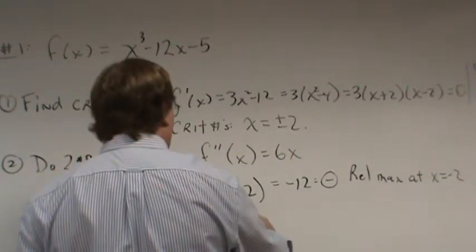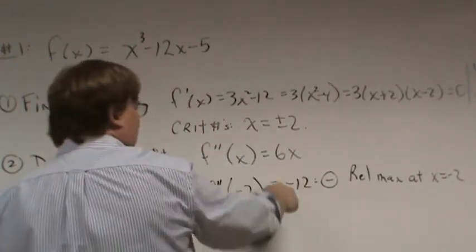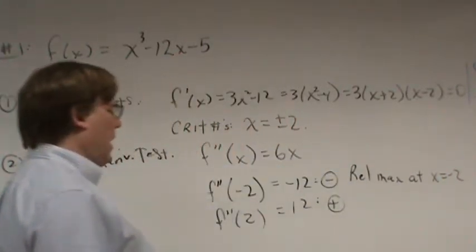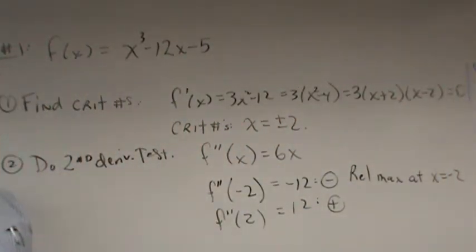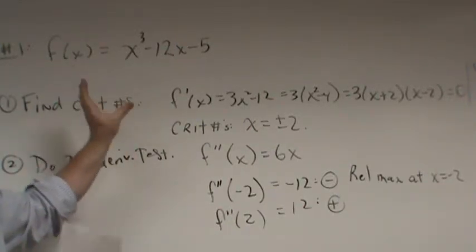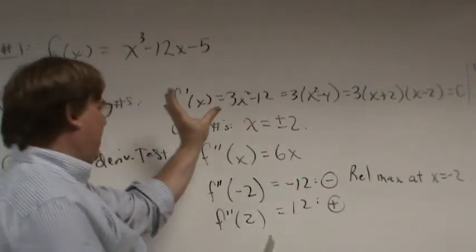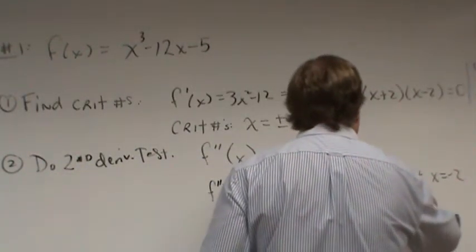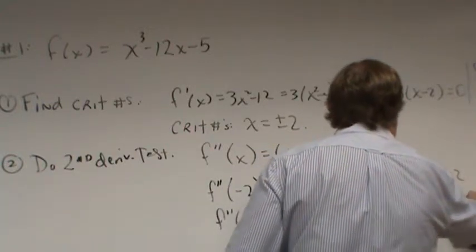Here, let's do the second derivative test on x equals 2. When I stick in a 2, I get 12. That's positive. I'm concave up at 2. So that gives me a relative min, or relative min? Yeah, exactly. That's what I have to do. I literally do that in my head, but you know. So yeah, I got a relative min at x equals 2.